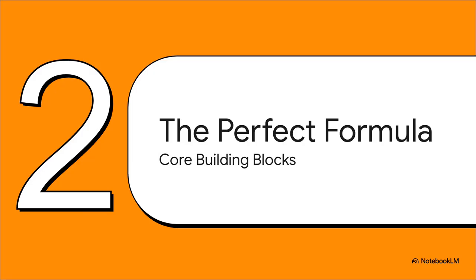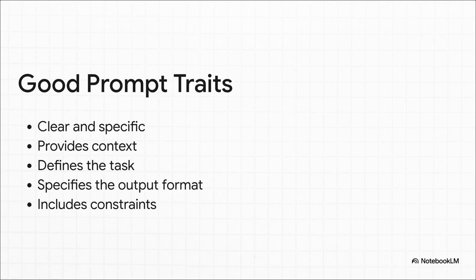Moving right along to Section 2, the perfect prompt formula. These are your core building blocks. Before we get to the magic formula itself, we need to gather our essential ingredients. What actually makes a good prompt? Well, it absolutely has to be clear and specific. It needs to provide context, like the background info, so the AI understands the landscape of your request. You have to clearly define the task. You need to specify the output format, so you know exactly how it's going to visually look. And finally, it needs constraints, stuff like a specific word count, style, or tone of voice.